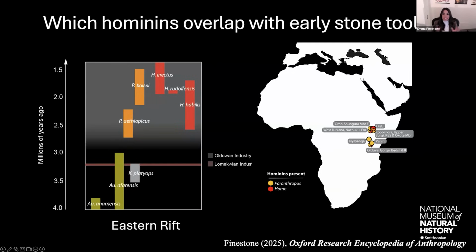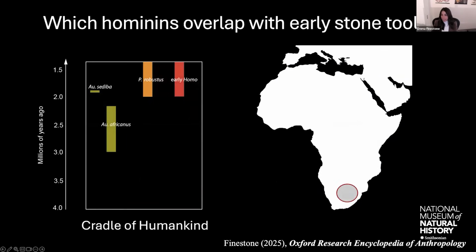However, it's clear Homo was in the area around the right time, so it's still an open question how many assemblages might have been Paranthropus or Homo. Was it just Homo? But this evidence seems to suggest that it's a possibility that both taxa might have been using stone tools.